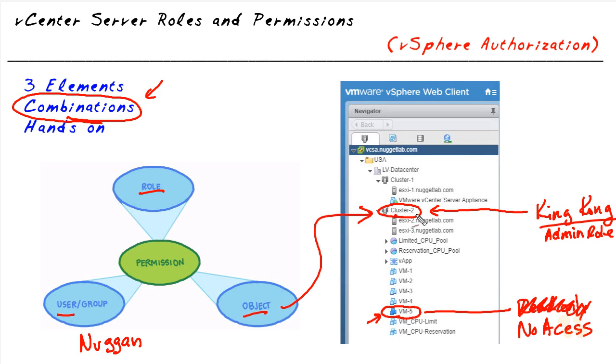And here's what happens. Nuggin's rights, as they trickle down, are going to be overridden at this object, which basically means that any permissions that we assign at a higher level can be overridden by explicitly setting different permissions at a lower level object. And I'm going to fix my spelling for access there as well.